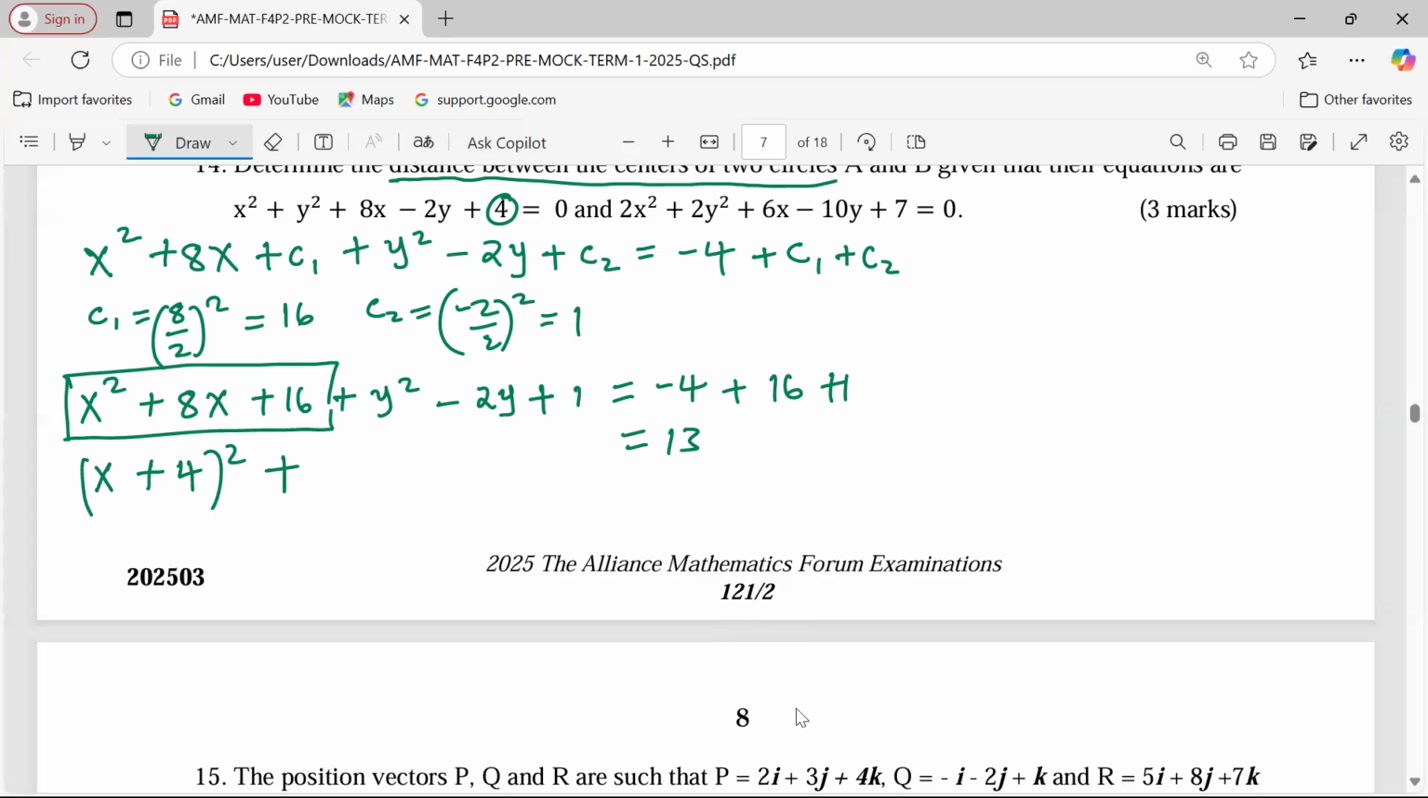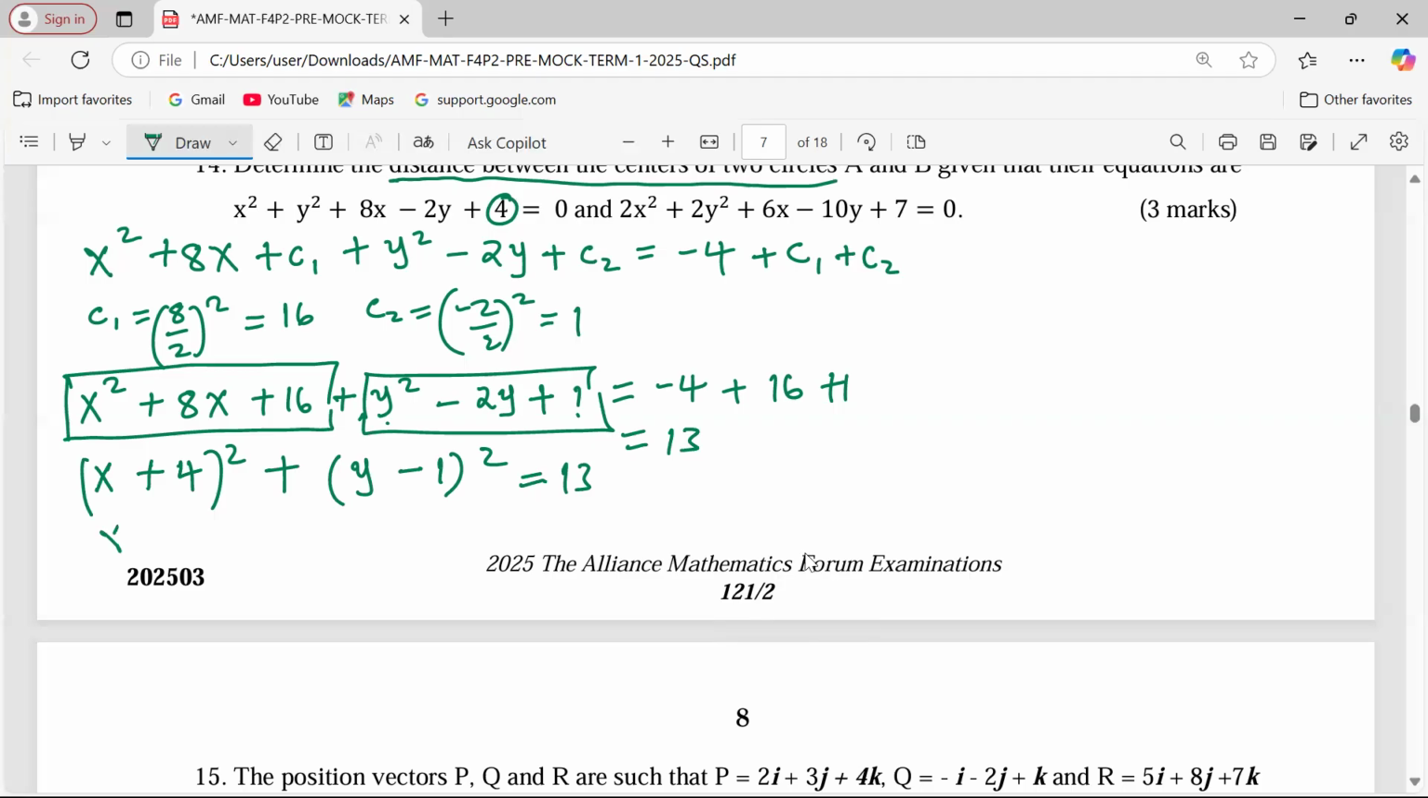squared, plus, for the y function, we also factorize. To factorize a perfect square, we need the square root of the first part, which is y, the sign which follows, which is a minus, the square root of the constant, square root of 1 is just 1, also squared. This one is giving us 13. Yeah, 13. So now with this, we can get the first center.